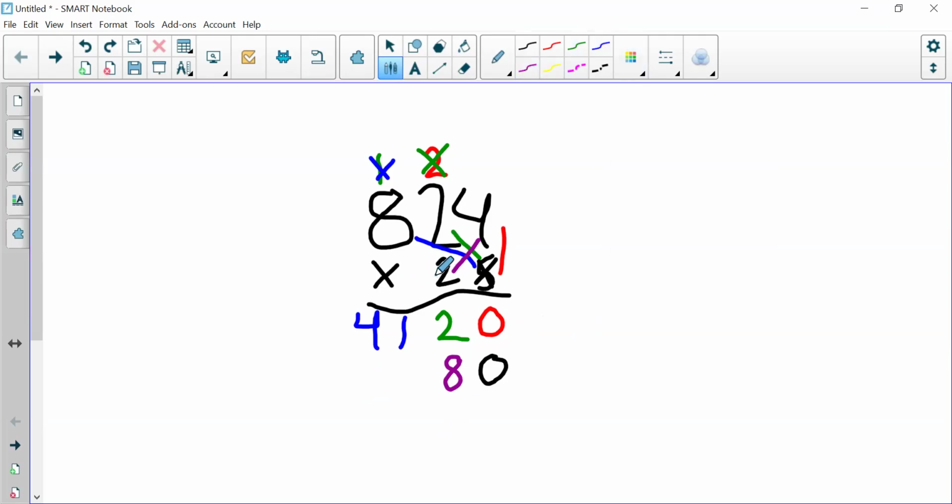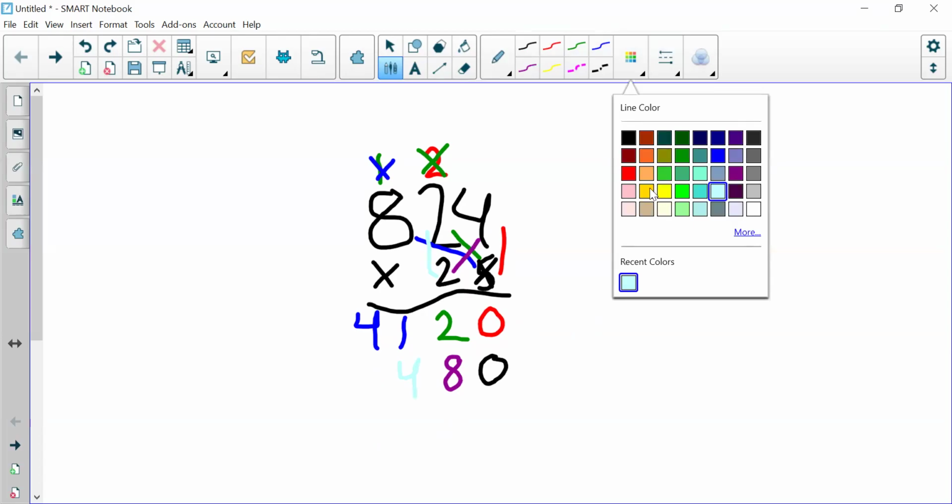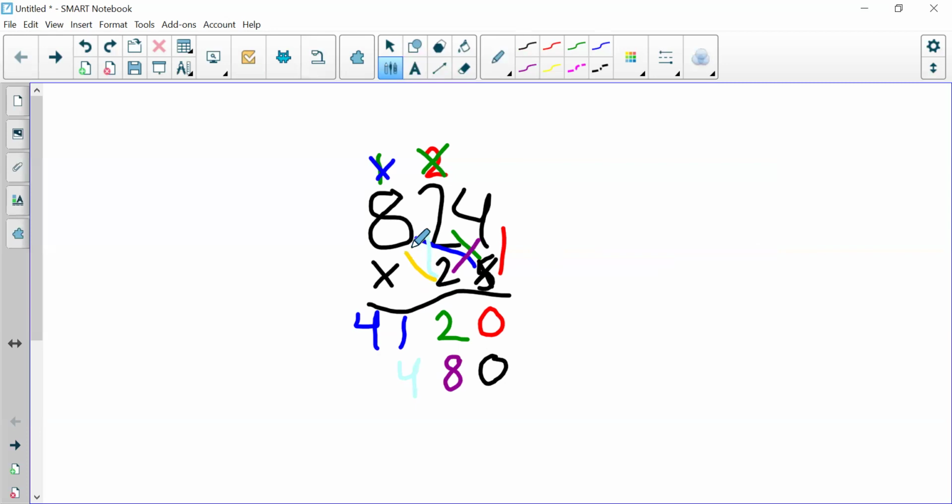Now we are doing 2 times 2. 2 times 2 gives us 4, good. And our last two numbers that we are multiplying are 2 times 8. 2 times 8 gives us 16, good.